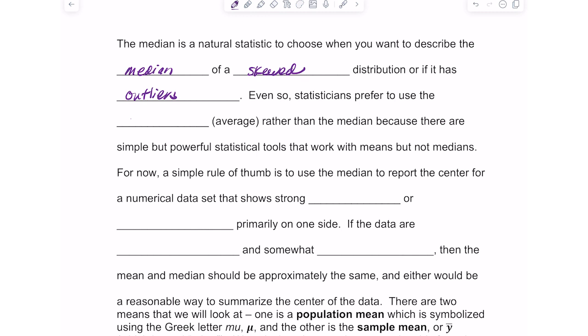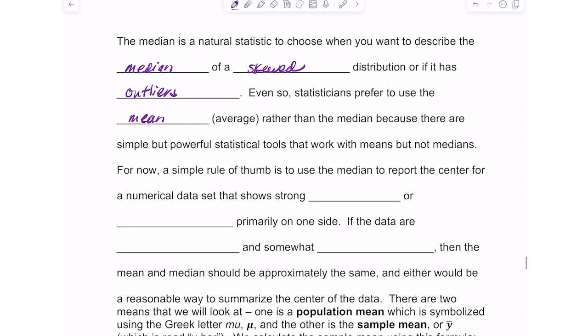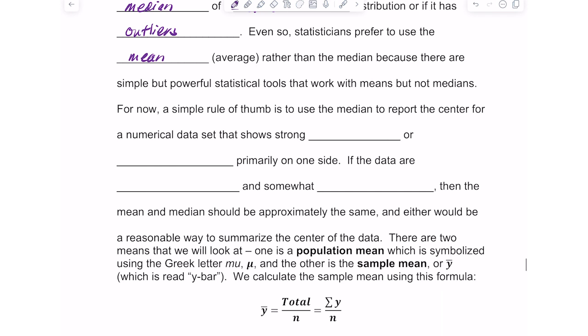And statisticians actually prefer to use the mean or the average rather than the median because there's a lot of tools that we can use with the means, but not the medians. Okay, and we're going to see that as we get into inferential statistics in the later part of the book. For now, a simple rule of thumb is to use the median to report the center for a numerical data set that shows strong skewness or outliers primarily on one side.